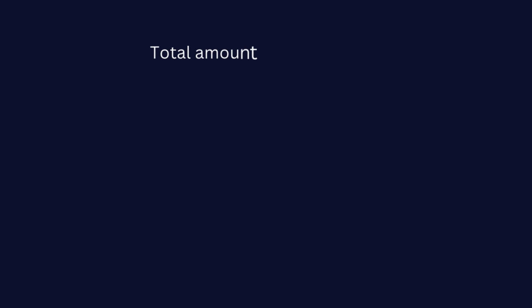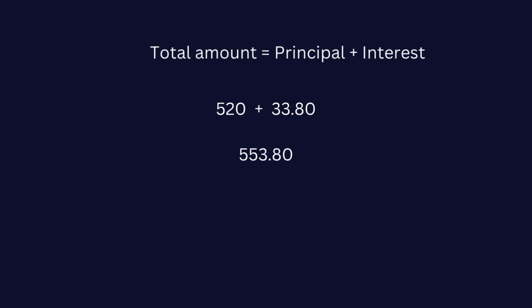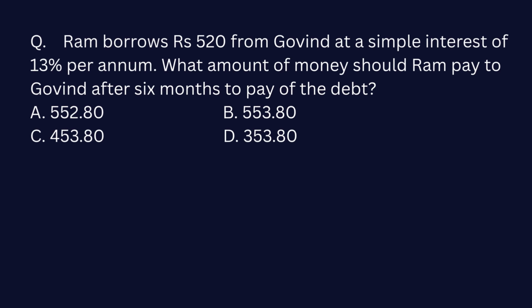Now in order to find the total amount, we will use this formula, which is total amount equals principal plus the interest. We know the principal is 520 and also the interest. So if you do the addition, we get 553.80. So if we look at our options, we see that option B is the correct answer, which is 553.80. So Ram has to pay 553.80, the total amount, to Govind in order to pay off his debt.